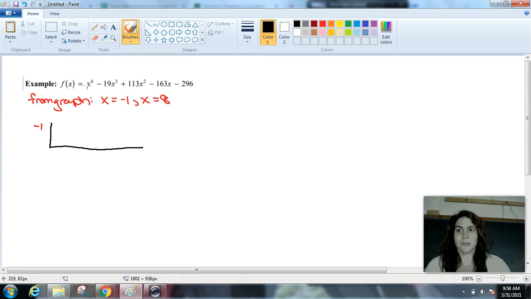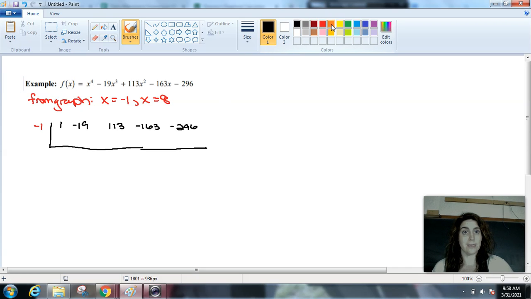Remember, you use your coefficients. So I have 1, -19, 113, -163, and -296. And if you are missing anything, don't forget you have to put the 0 as a placeholder.